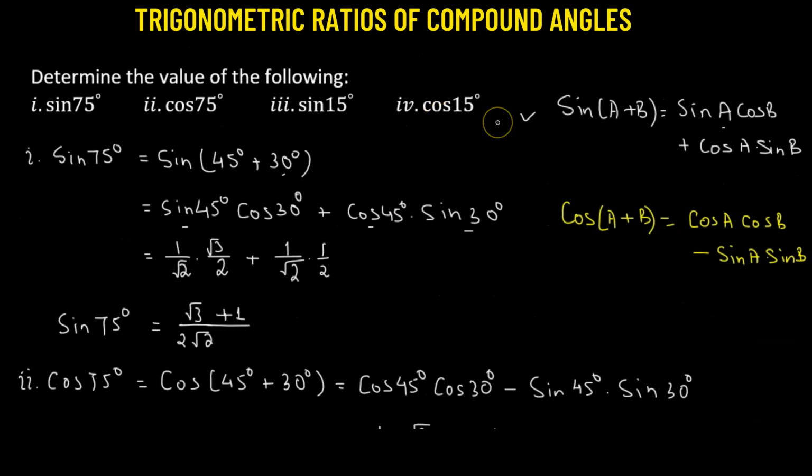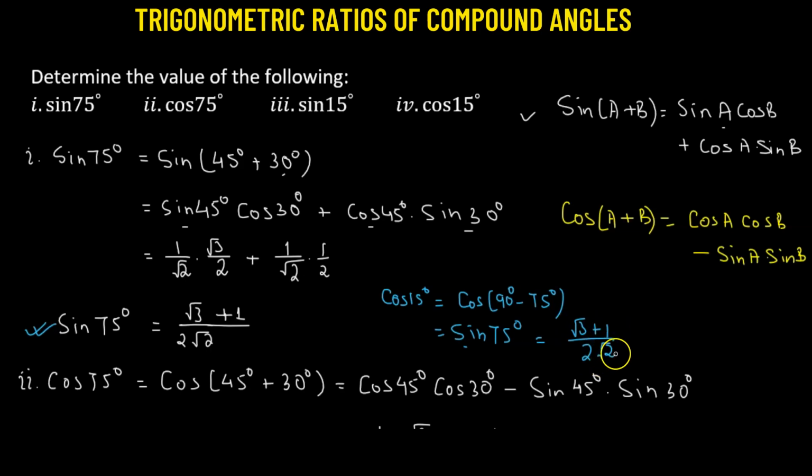So we have to find out cosine 15 degrees. I'm leaving that as an exercise for you. Now cosine 15 degrees will be exactly equal to sine 75 degrees. That's because cosine of 15 degrees can also be expressed as cosine of (90 degrees minus 75 degrees). We're going to use the fact that cosine of (90 degrees minus theta) equals sine theta. In our case, theta is 75 degrees. So cosine 15 degrees is exactly equal to sine 75 degrees, and we've already found the value. So cosine 15 degrees will be square root of 3 plus 1 divided by 2 times square root of 2.